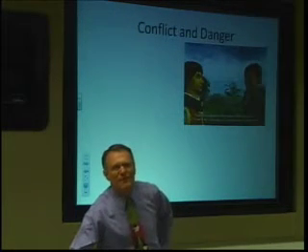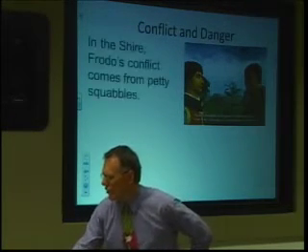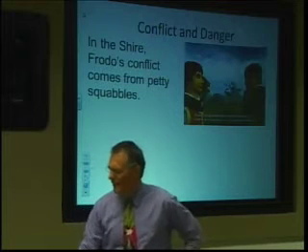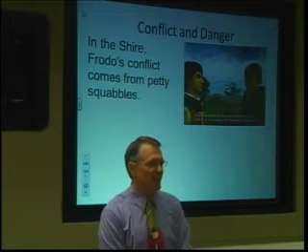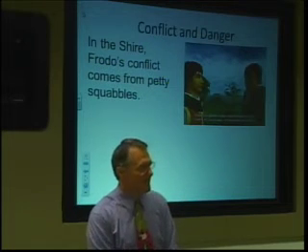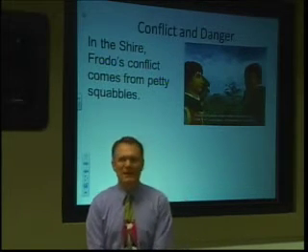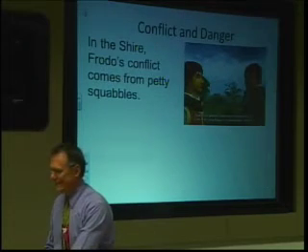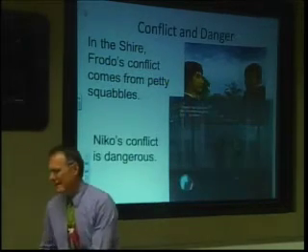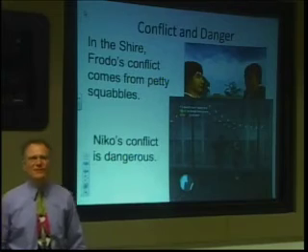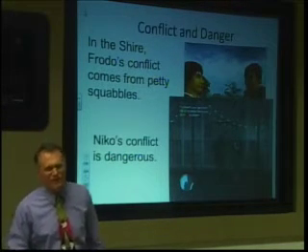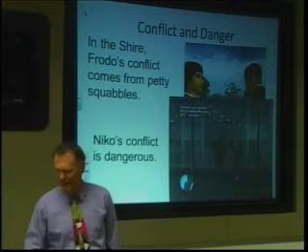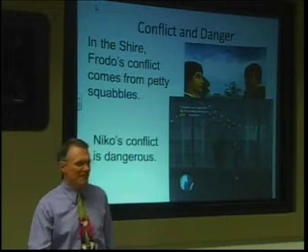All right, let's talk about the conflict and danger. In the Shire, Frodo's conflict comes from petty squabbles between the hobbits, mostly, and making peace between his hobbit friends. Isn't that nice? Whereas Nico's conflict is dangerous. He gets in street fights. He deals with drug dealers. He steals cars and carjacks and things like that. He's in dangerous conflict.